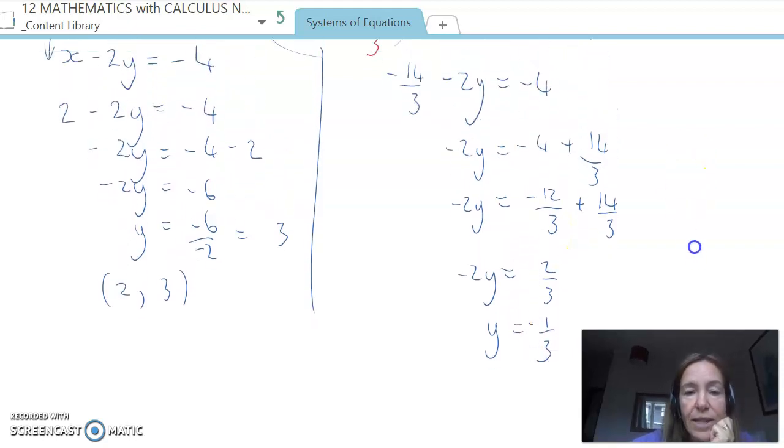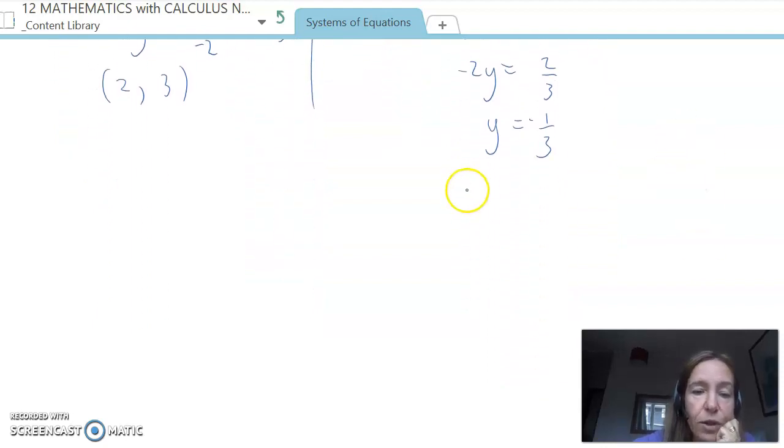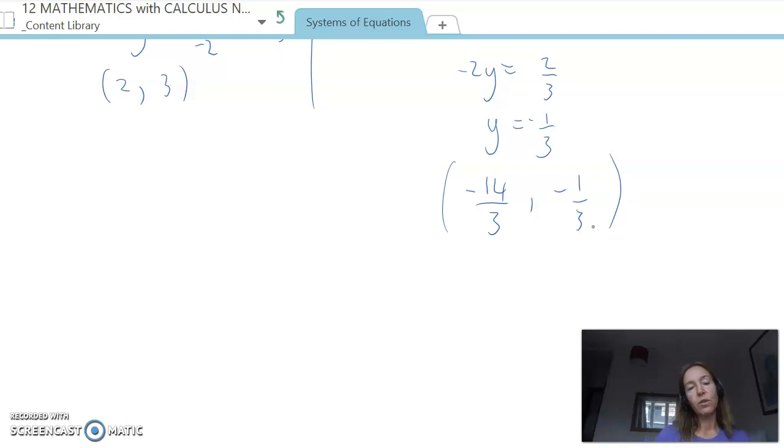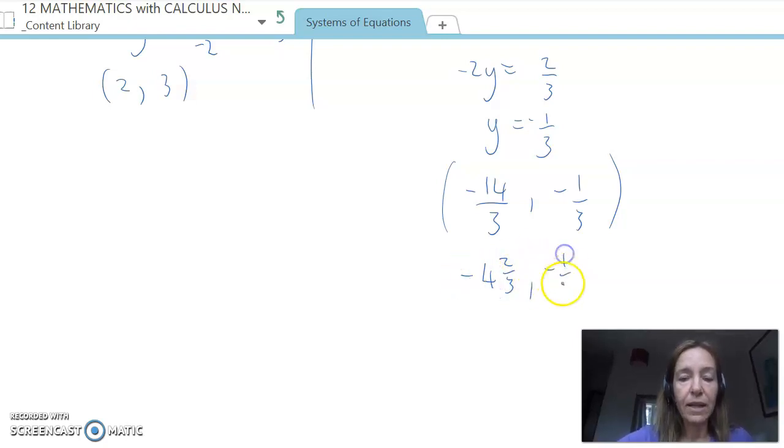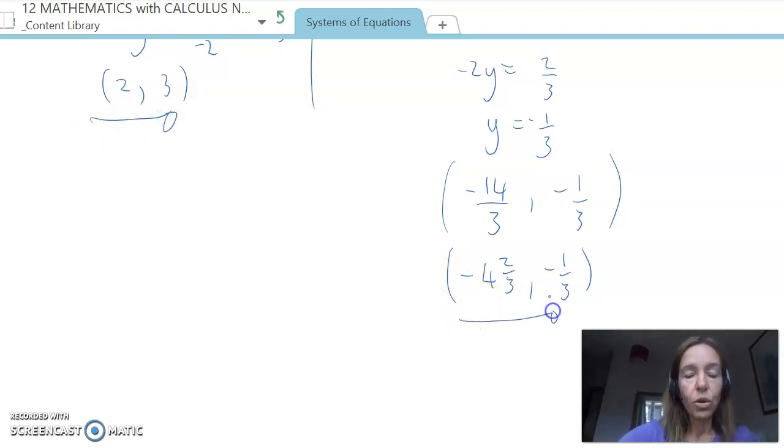So the other point is negative 14 over 3 and negative 1/3. Now negative 14 over 3, you can write it as a mixed number as well if you want to. It'll give you a better idea of where it's at. So 3 goes into 14 4 times, 12, so 2/3: negative 4 and 2/3 and minus 1/3. So these are the two points where the graphs intersect.